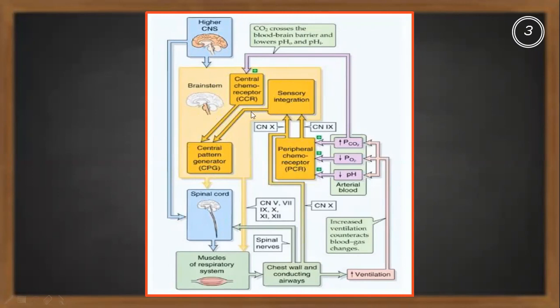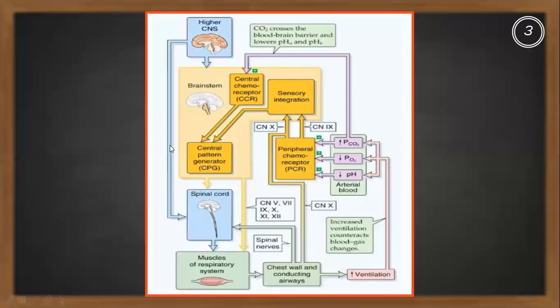However, the central chemoreceptors are sensitive only to carbon dioxide and very little to pH, but not to the oxygen level. So the central chemoreceptors, which detect the carbon dioxide level and pH of the blood, will send impulses to the central pattern generator if there is still imbalance in these three factors.